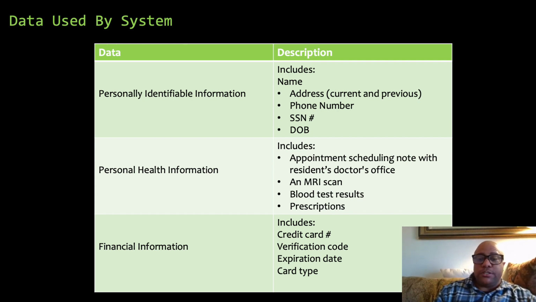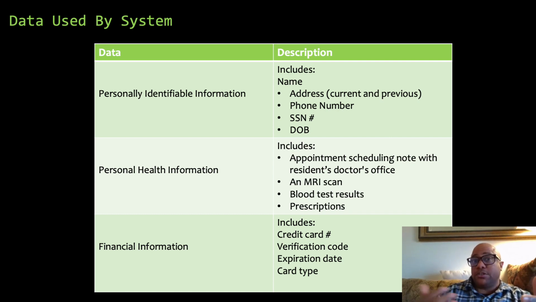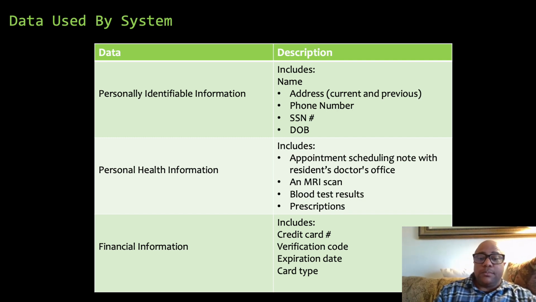And then the financial information. When seniors sign up for this service, there are different tiers of what they can do in the app. That requires them to subscribe, and that requires a credit card. So you have your credit card number, the verification code on the back of the credit card, expiration date, the card type, everything that's related to that financial piece that our users want to keep secure.